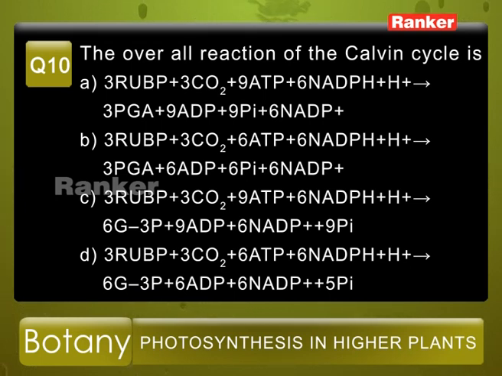Option C, 3 RuBP plus 3 carbon dioxide plus 9 ATP plus 6 NADPH plus H plus giving rise to 6 G3P plus 9 NADP plus 6 NADP plus 9 inorganic phosphates. Option D, 3 RuBP plus 3 carbon dioxide plus 6 ATP plus 6 NADPH plus H plus giving rise to 6 G3P plus 6 ADP plus 6 NADP plus 5 inorganic phosphates.